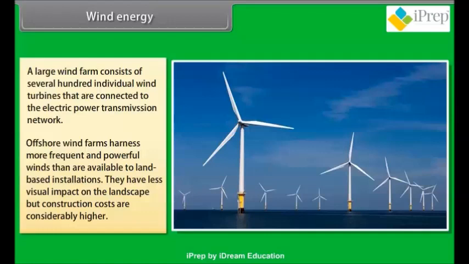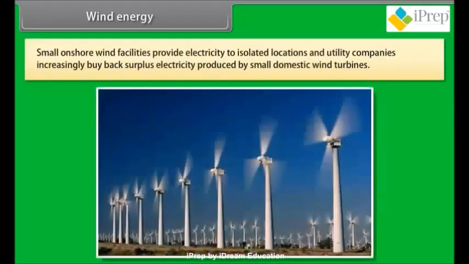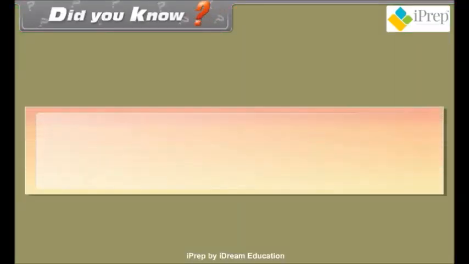They have less visual impact on the landscape, but construction costs are considerably higher. Small onshore wind facilities provide electricity to isolated locations, and utility companies increasingly buy back surplus electricity produced by small domestic wind turbines. Did you know?